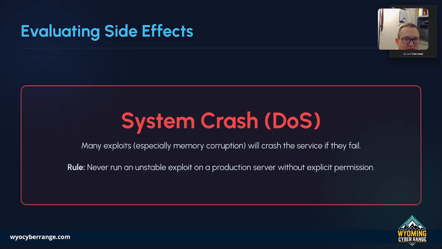That's why we do need to make sure we evaluate the side effects. Many exploits, especially those that rely on memory corruption, will crash the service if they fail. So the production rule here is never run an unstable exploit on a production server without explicit permission. You don't want to be the one who takes down the company's email server at 10 o'clock in the morning.